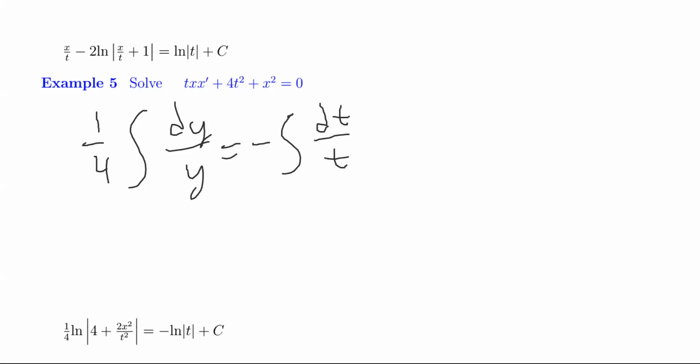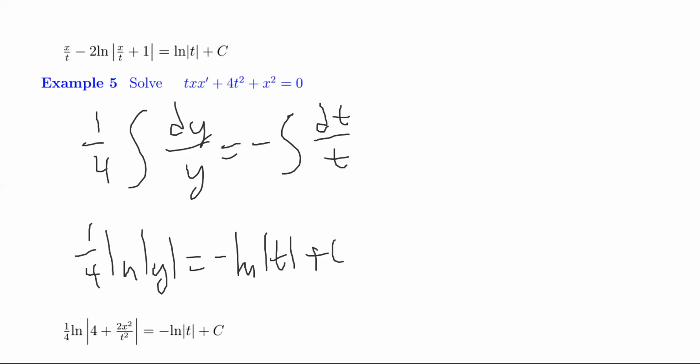All right, we take the integral of both sides, the left with respect to y, the right with respect to t. We get 1/4 ln absolute value of y is equal to negative ln of t plus some constant c. We replace y with 4 plus 2u squared, because that's the substitution we made. And we get that this is 1/4 ln of 4 plus 2u squared is equal to negative ln of t plus c.